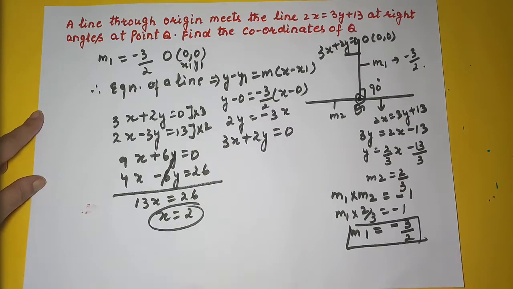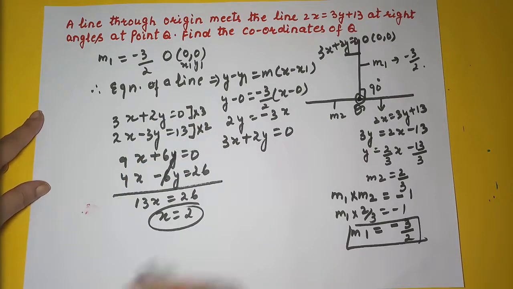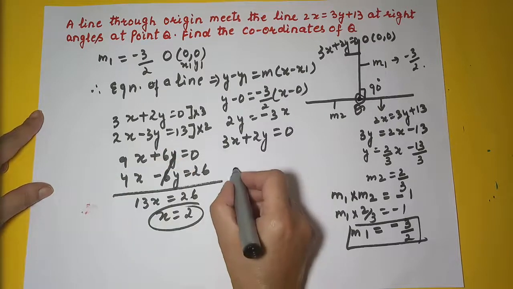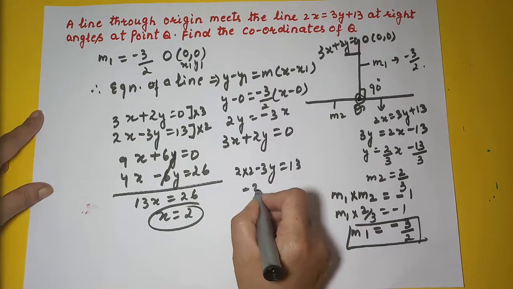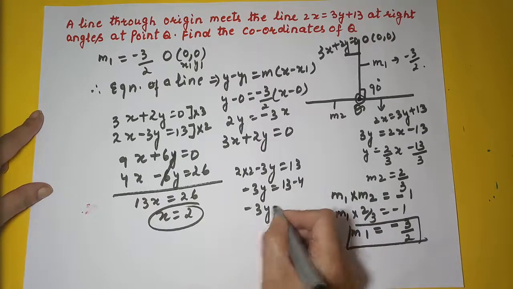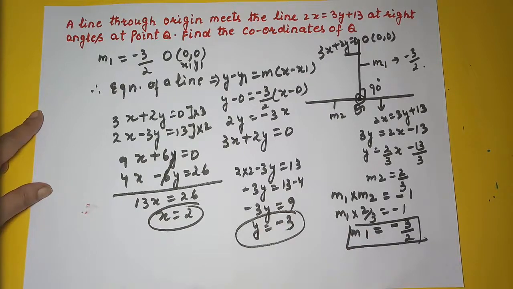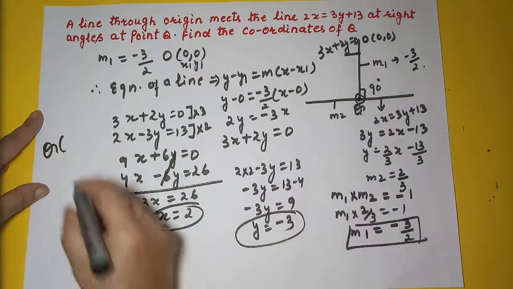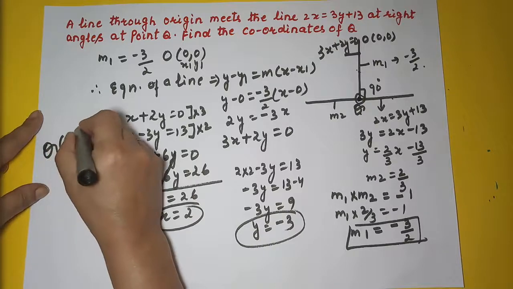So I have found x, right? Now I'll substitute the value of x in any of the two equations. Let me substitute it here. So I will get 2 into 2 minus 3y equal to 13. Minus 3y is equal to 13 minus 4. Minus 3y is equal to 9. So y is equal to -3. So I got y also. So I have calculated the coordinates of Q, which is the point of intersection of these two lines, as 2 and -3.